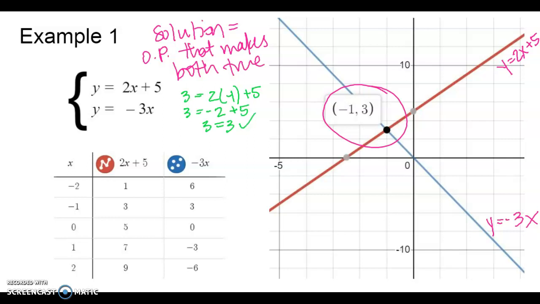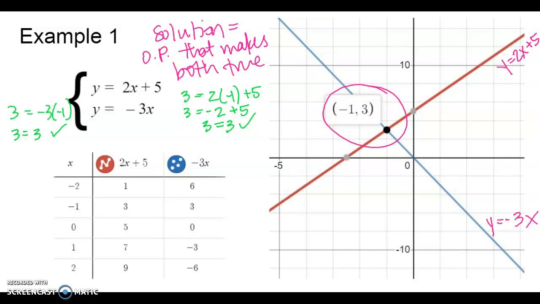We also can check to see if negative 1, 3 makes our second equation true. So let's plug in 3 for y and negative 1 for x. And we see that negative 3 times negative 1 is equal to 3. So 3 equals 3. That checks out. So this ordered pair negative 1, 3 is the point of intersection. It's our solution. It's the ordered pair that makes both equations true.